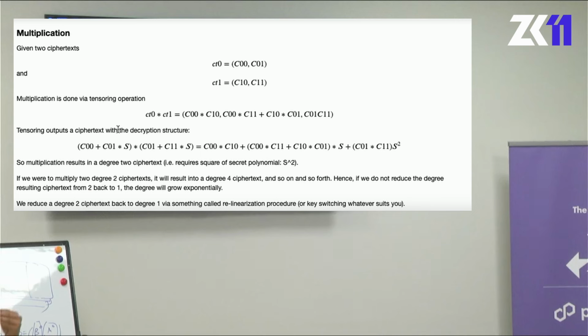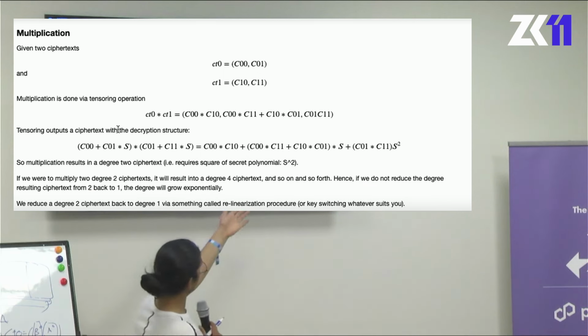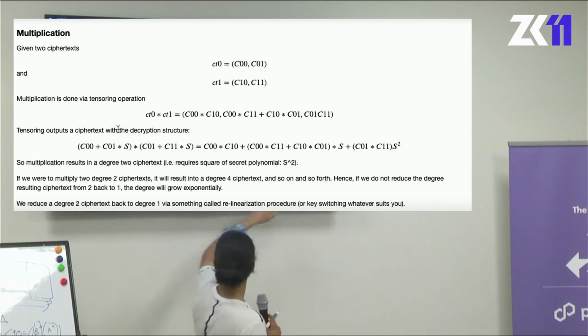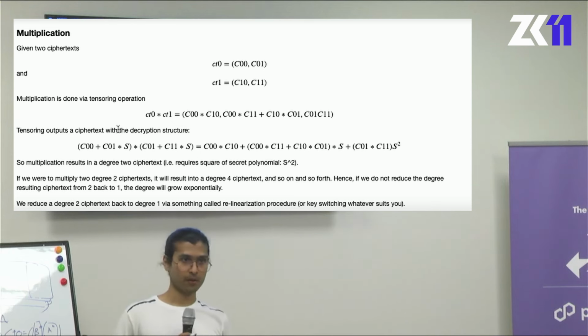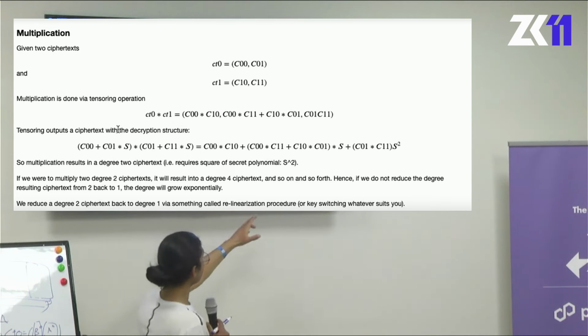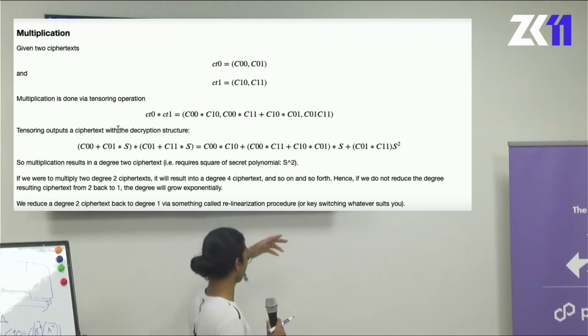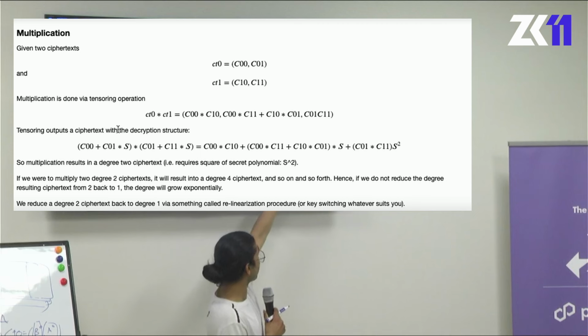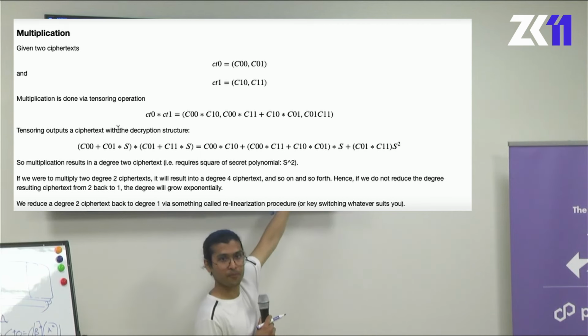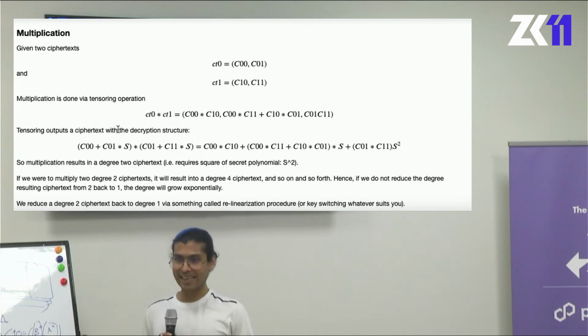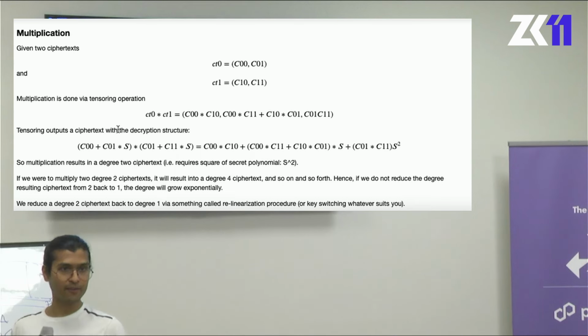So the increase in the degree will be exponential, which is bad for us. So what we need is a way to go from degree 2 to a degree 1 ciphertext, right? And the way we do that is we homomorphically multiply, like we use FHE itself to do things. We homomorphically multiply this particular term with the encryption of S squared. And this operation is known as the relinearization operation. It's a very simple key switching operation.